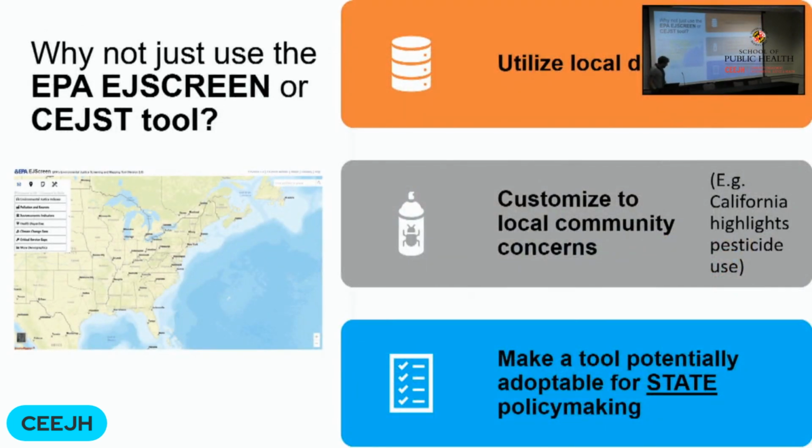So why don't we just use one of the other EJ tools? There's the CGIS tool, there's the EPA EJ screening tool. I think the Maryland DNR has an EJ tool. Why don't we use any of those? We kind of do, but we don't entirely.